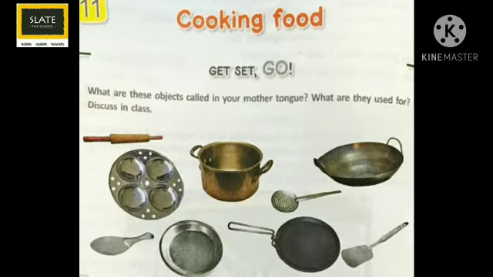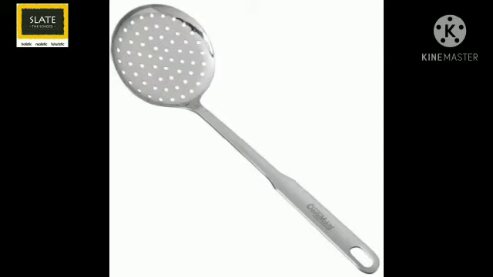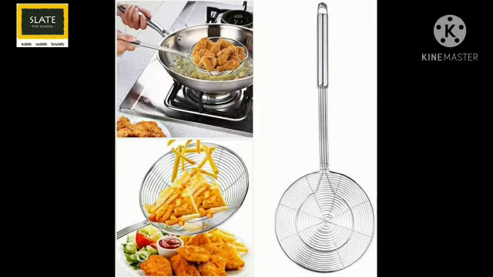What is the next picture about? Have you seen such an object in your kitchen? Yes, every household has this object called a skimmer. It is used for frying things so that the extra oil falls through these holes and less oil comes into our food.